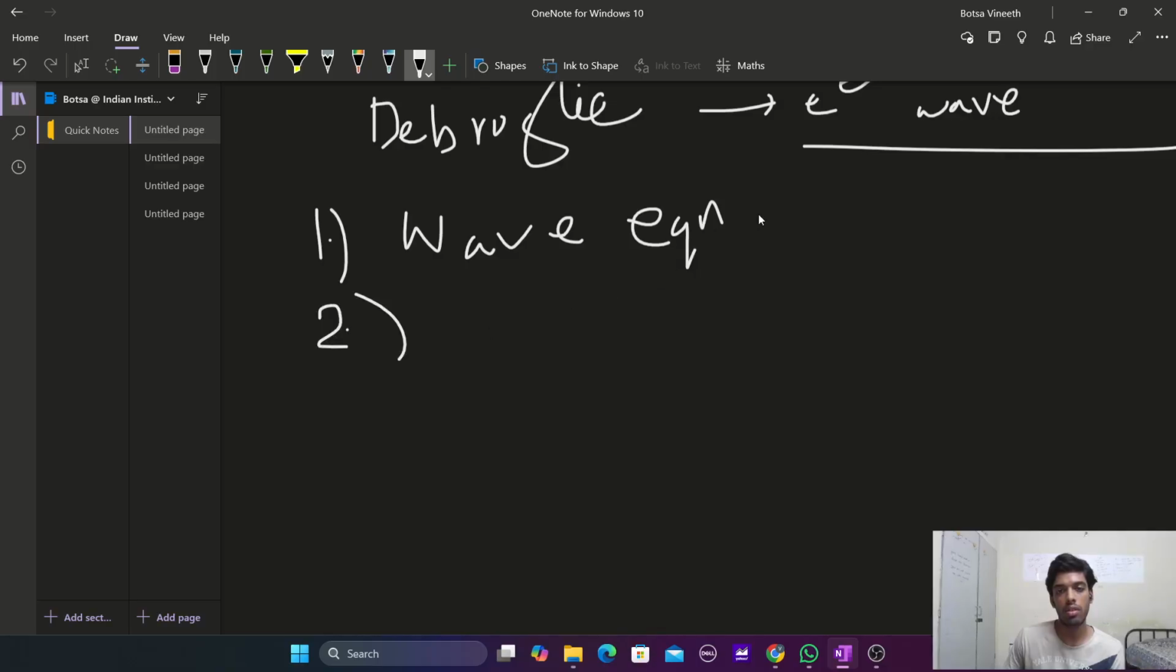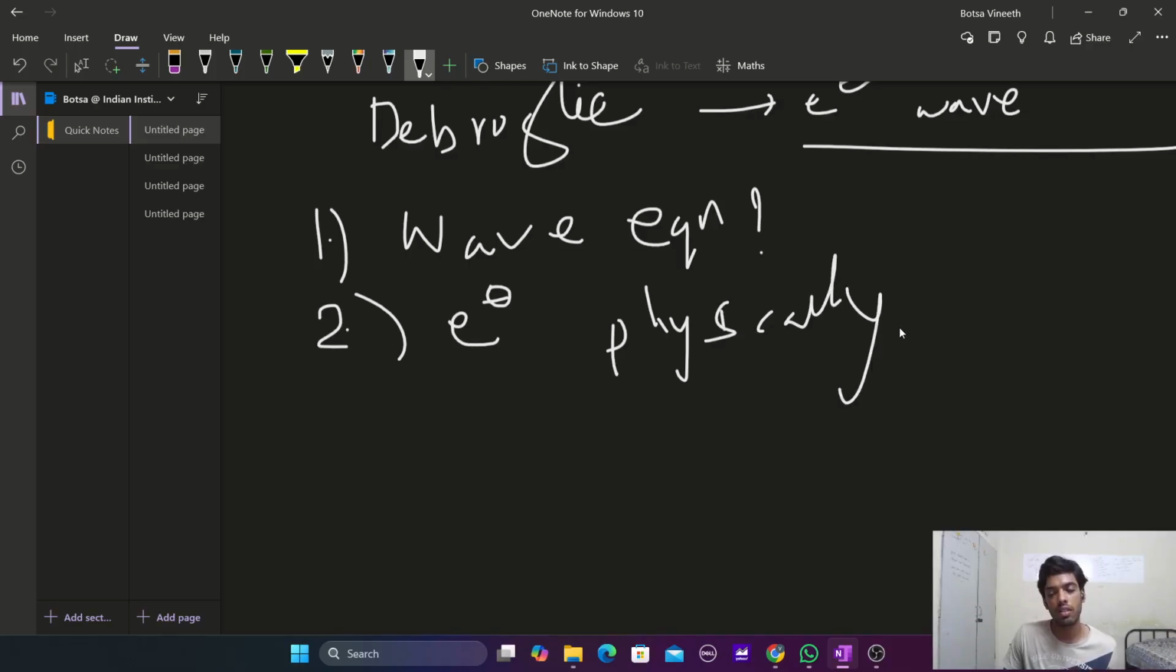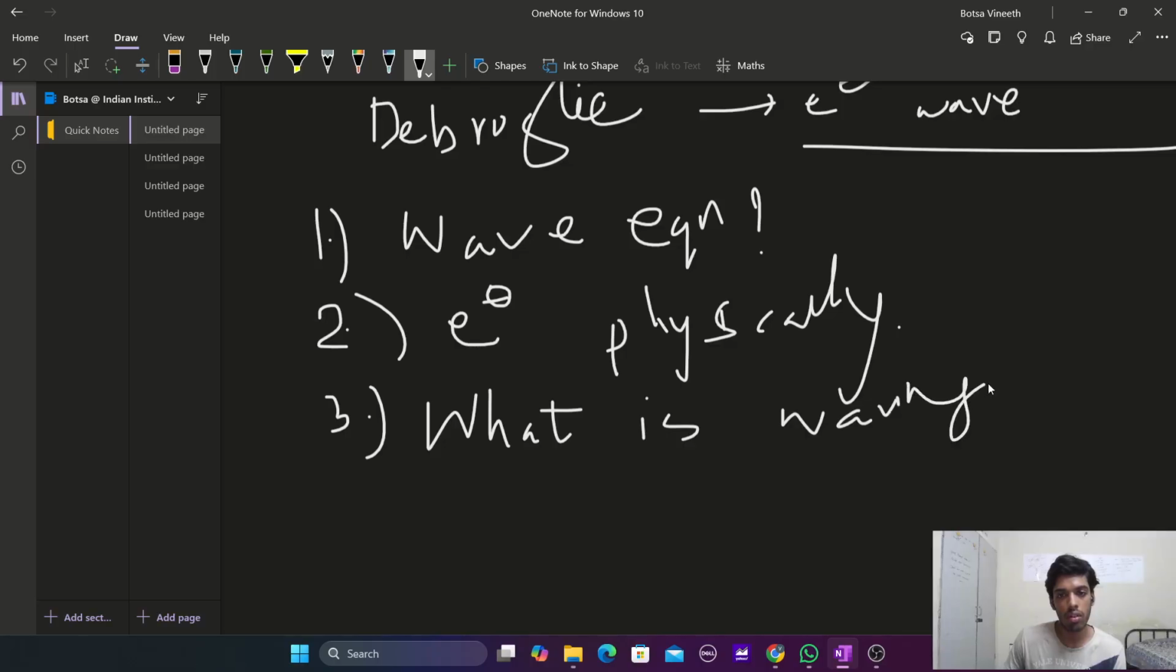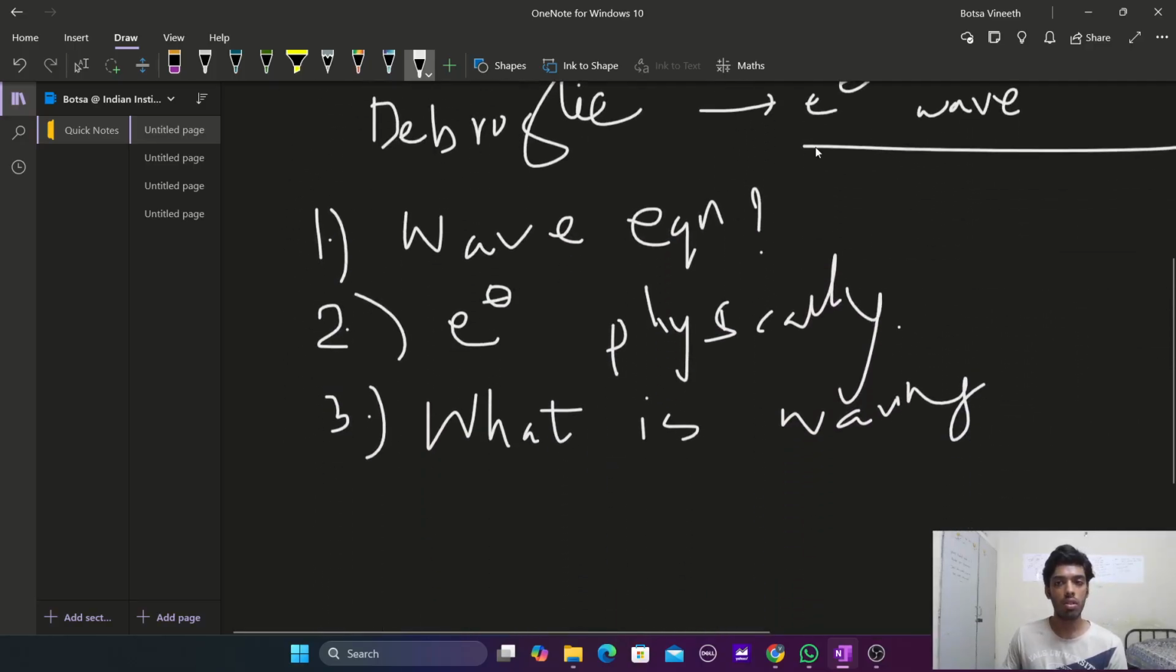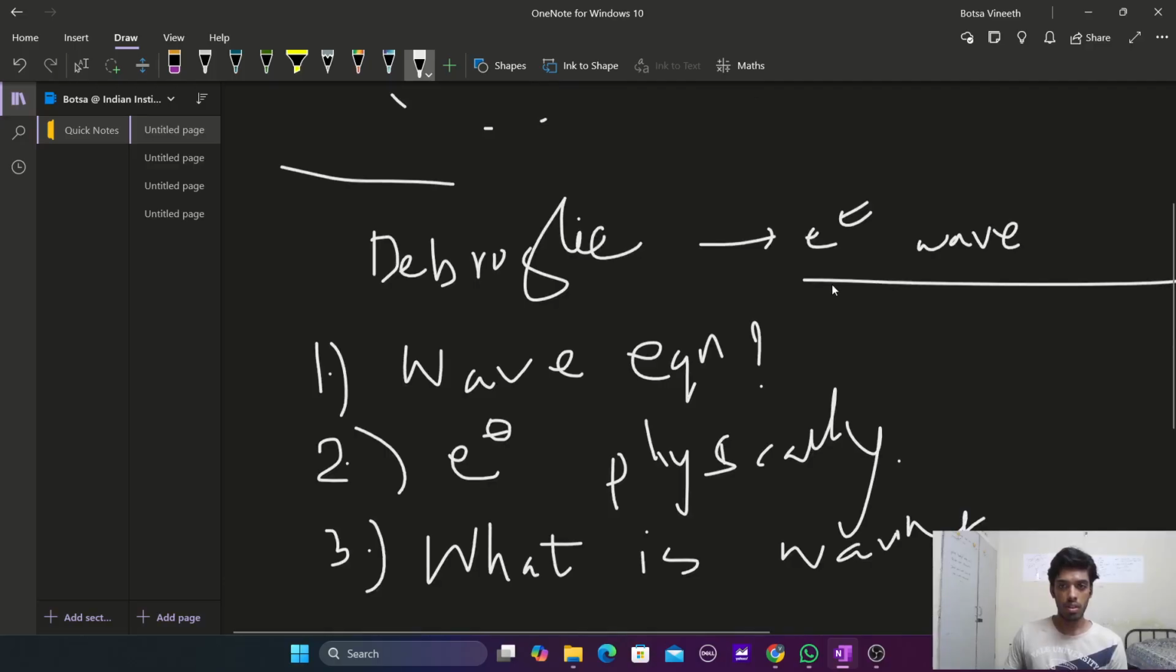And another question is, how exactly is this electron physically there? So we don't know how it actually exists. And the third one is, when you're saying electrons are waves, what exactly is waving? What is waving in an electron? So we need to answer some of these questions. So this model failed, and we found that the electron is not just a particle, but it's a wave.